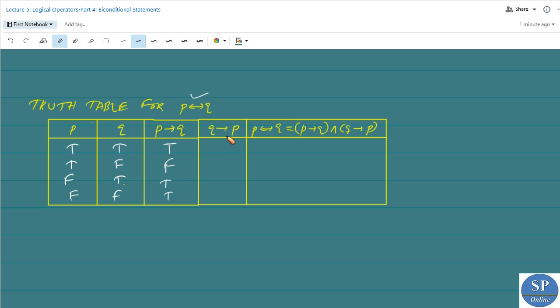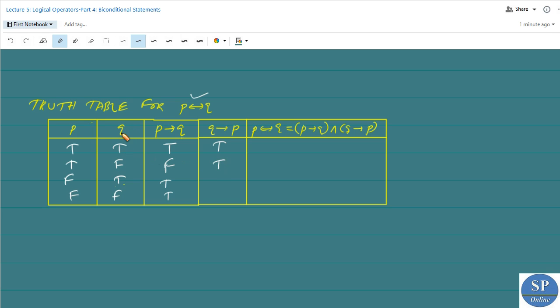Now similarly we can write the truth values of Q implies P. We know the truth value of P implies Q is F only in the case where Q is F and P is T. So what about the truth value of Q implies P? Here Q is T and P is T, therefore Q implies P is also T. Now Q has the truth value F and P has the truth value T, therefore the truth value of Q implies P is also T.